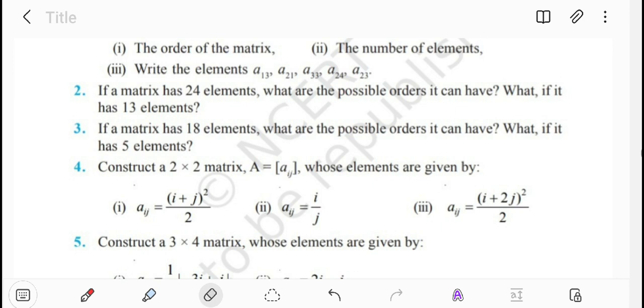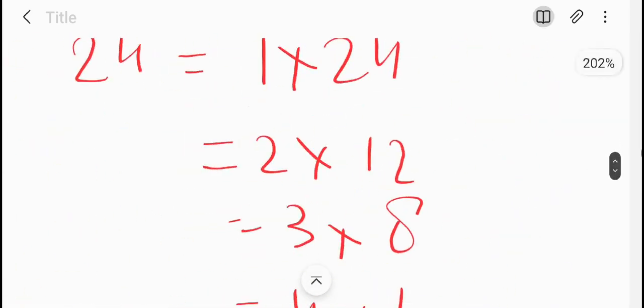Okay, now moving ahead to question number 4. In question number 4, we have to construct 2 by 2 matrices whose elements are given in this manner. So see, there are 3 parts. I am discussing the third part, which is a little bit tricky. You can do the first and second parts by yourself. In case you have any doubt, again you can write in the comment section. I will be very happy to respond to your queries. Let us discuss question number 4, third part.